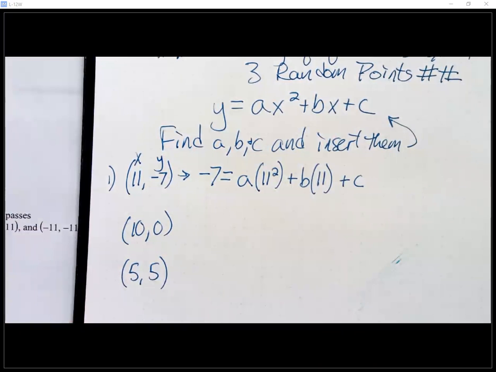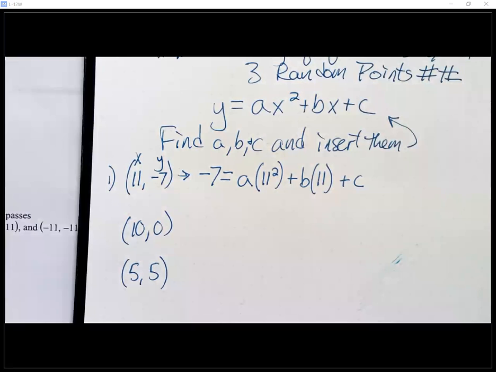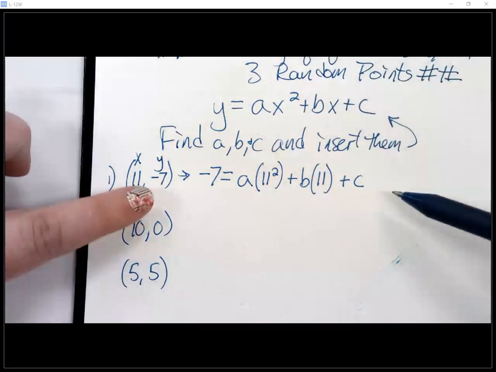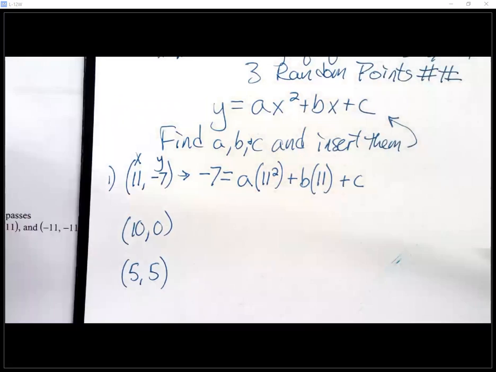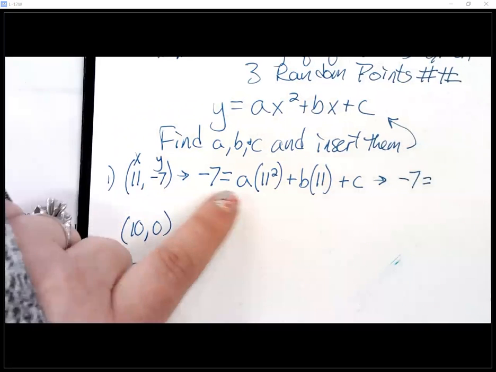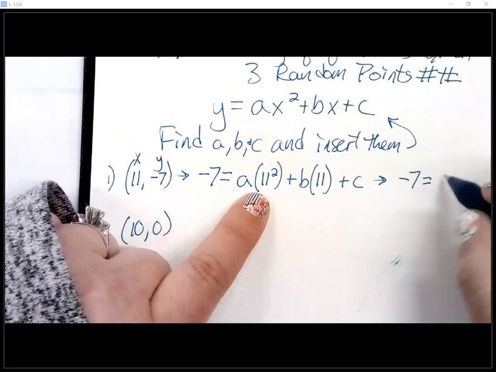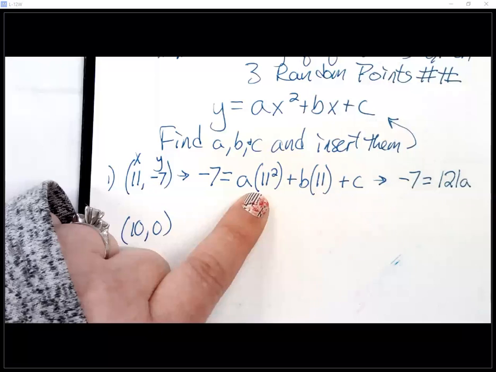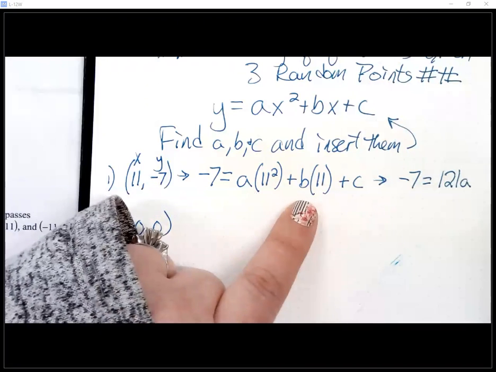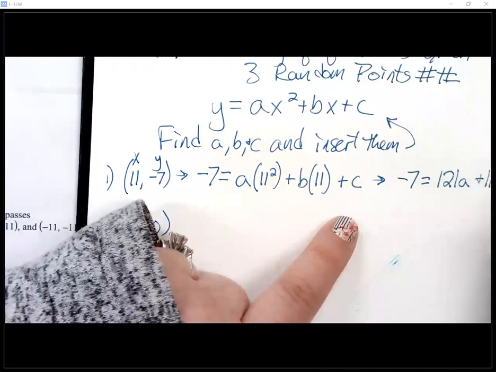Does everybody see what I've done so far? I've taken x and y of the first point, and I've plugged it into just the generic formula of a quadratic. Now I'm going to clean this up a little bit because I can do 11 squared and make it look nicer. So -7 equals a times 11 squared, well, 11 squared is 121. So wouldn't I normally write that as 121a? Same thing here. I don't normally write it as b times 11. Wouldn't that just be 11b? And then I have a plus c on the end. So there is my very first equation.